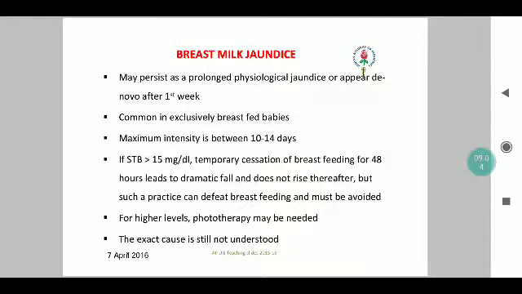Now, coming to breast milk jaundice, it may persist as a prolonged physiological jaundice, or it may even appear de novo after the first week. It is commonly seen in exclusively breastfed infants, and the maximum intensity is noted between 10 to 14 days. If the serum bilirubin level is more than 15 mg per deciliter, then a temporary cessation of breastfeeding for 48 hours is recommended, and this results in a dramatic fall, and subsequently it does not rise again.